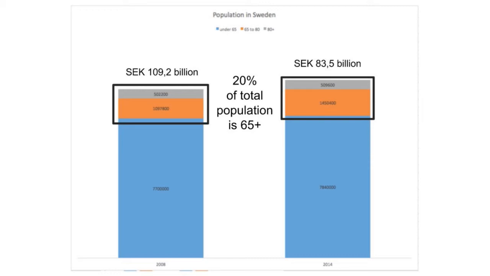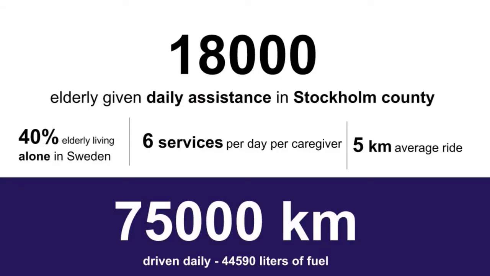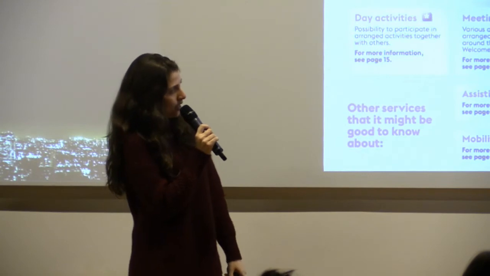Nowadays, we have 20% of the total population above 65. And the prediction is that this number will rise or stay the same. And nowadays, we have 18,000 caretakers having to drive every day to care for the elderly people, and they drive 75,000 kilometers, and around 45,000 liters of fuel are spent every day.